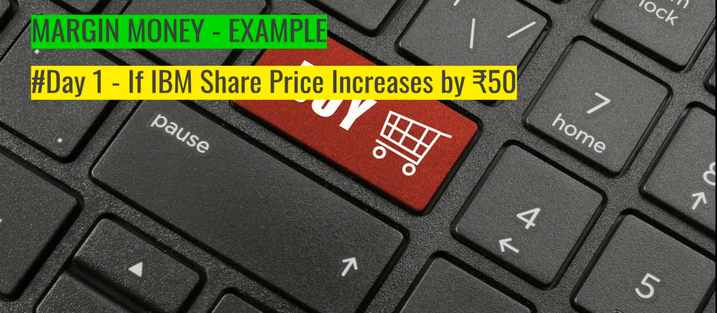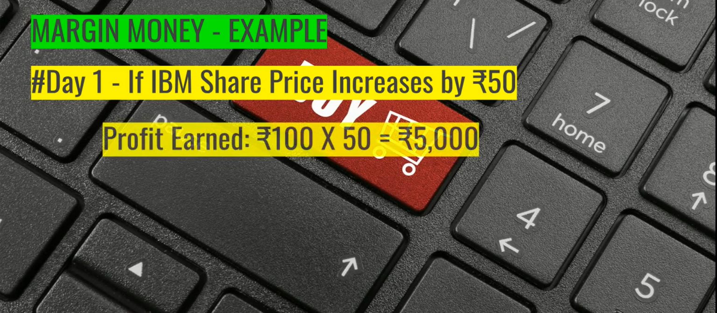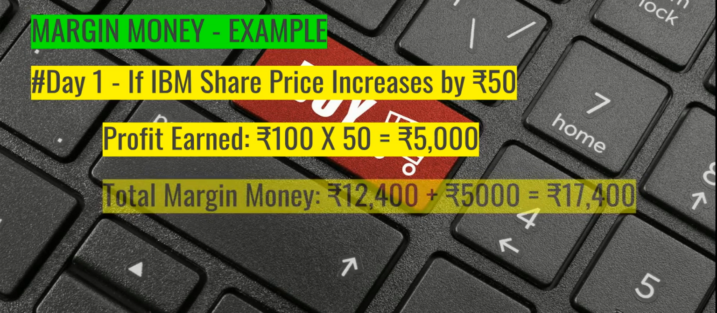Now, let's say you bought those stocks. Day one, you see that there is a profit. Profit is 50 rupees in each stock. So the price of the stock reaches, let's say, 205 rupees. The overall profit, you bought 100 shares, 50 rupees is the profit per share. So overall profit is around 5,000. Then your margin money increases by 5,000 and it reaches the level of 17,400. This is a happy scenario.